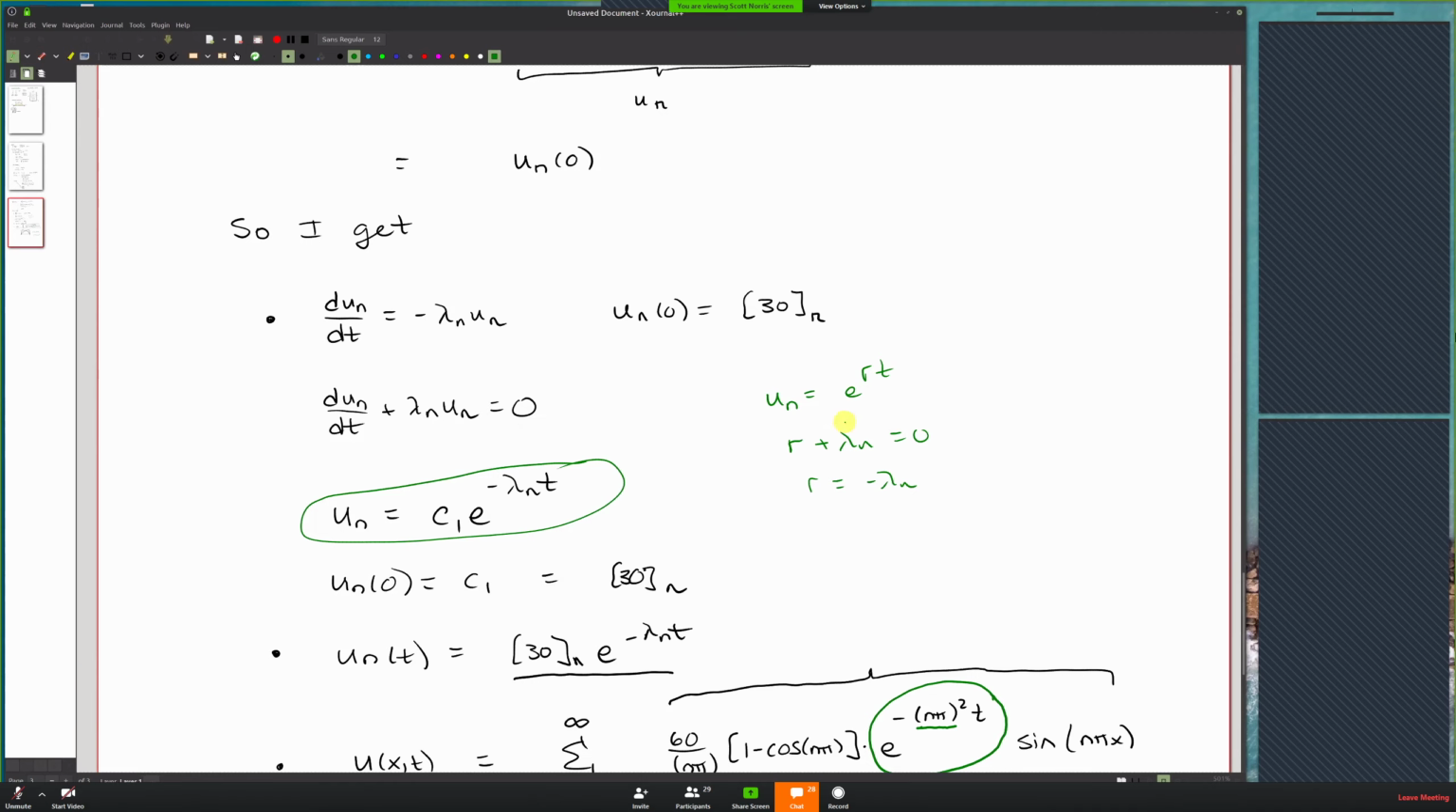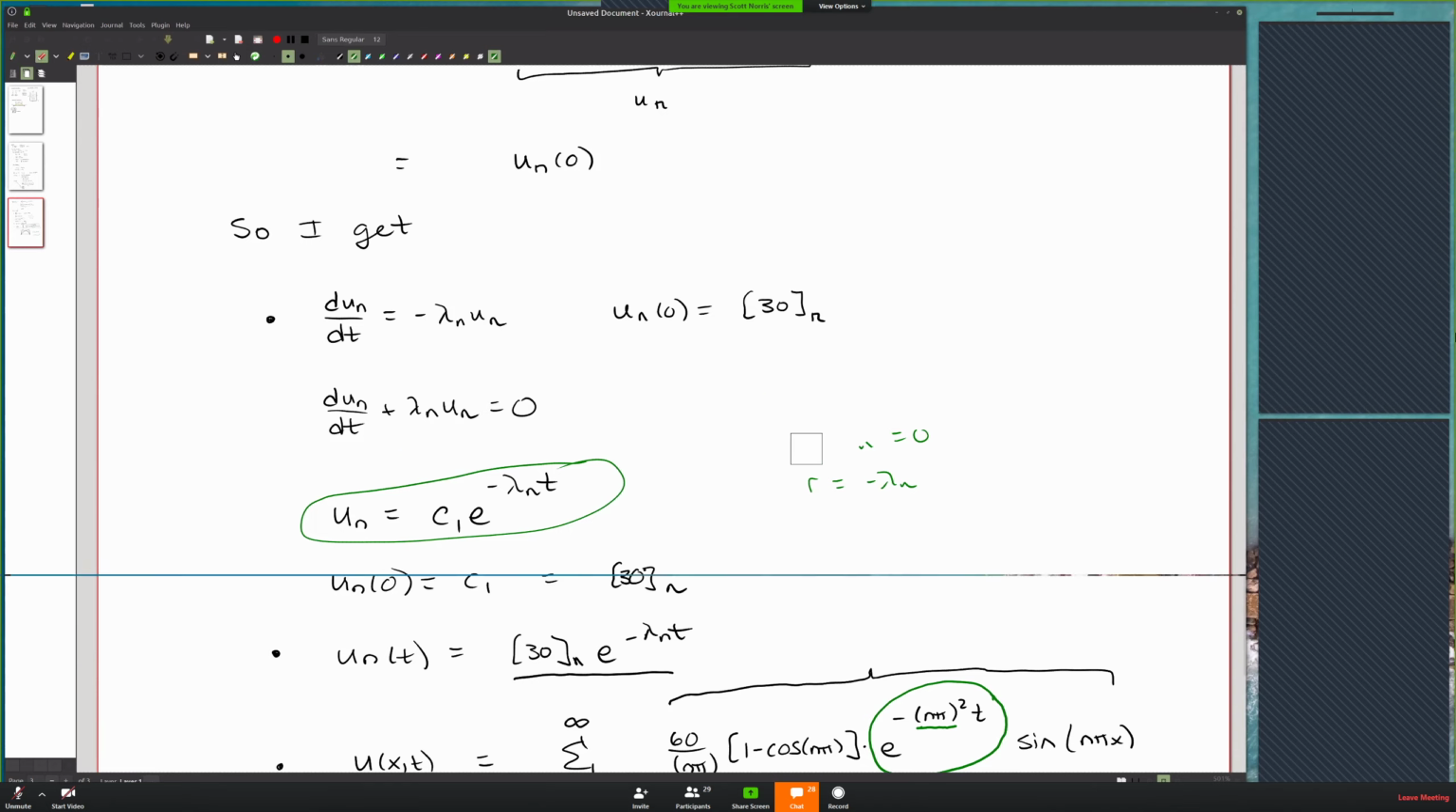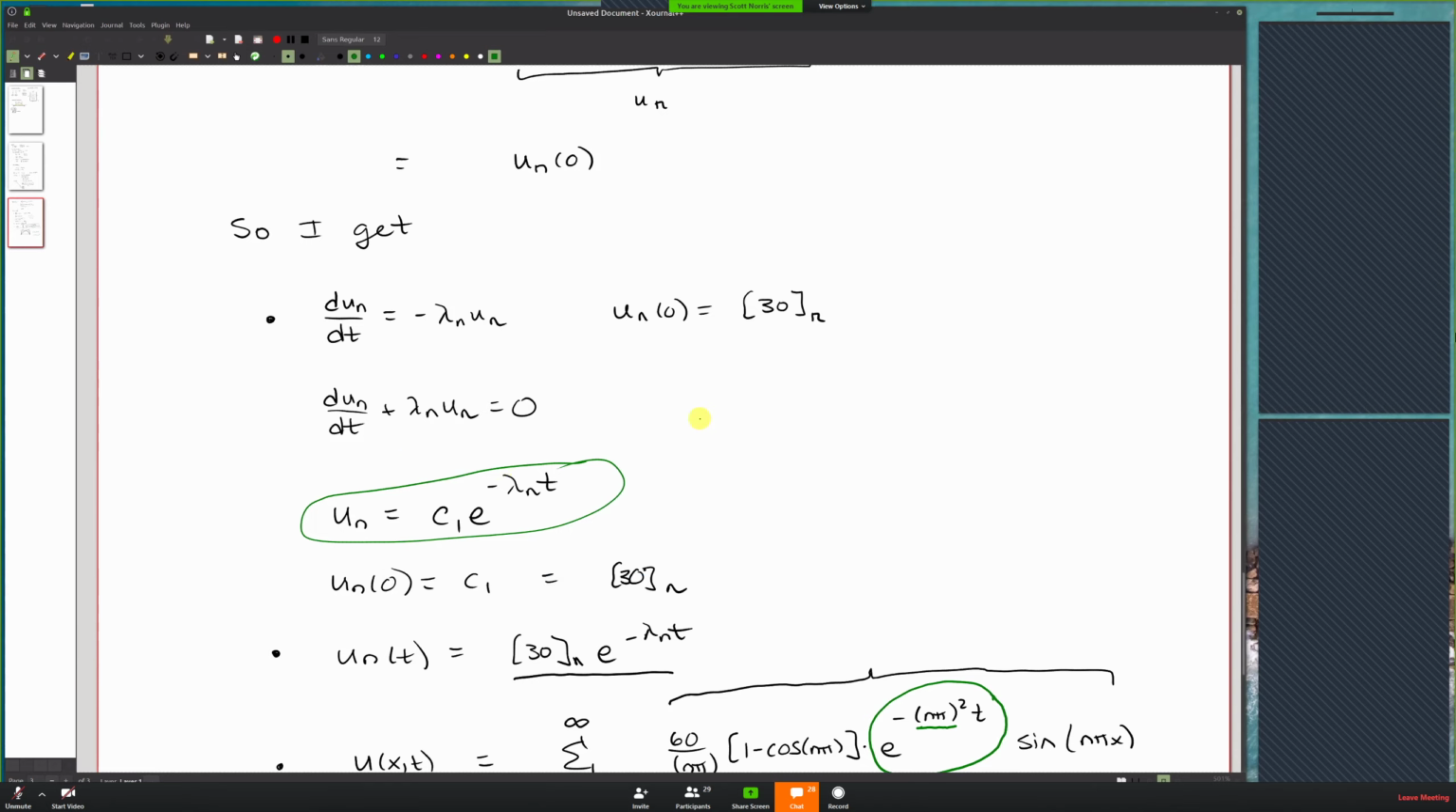You can guess e to the rt or rx, even for first order equations, if they're constant coefficients. That's the fastest way to get that solution. That's not the way you learned it the first week of ODEs. The first week of ODEs, you probably learned the method of separation.